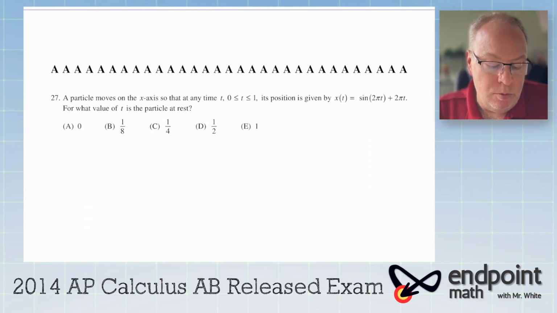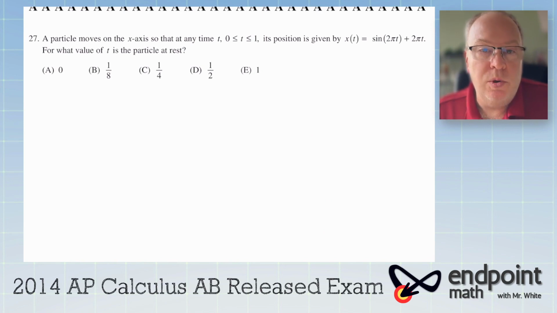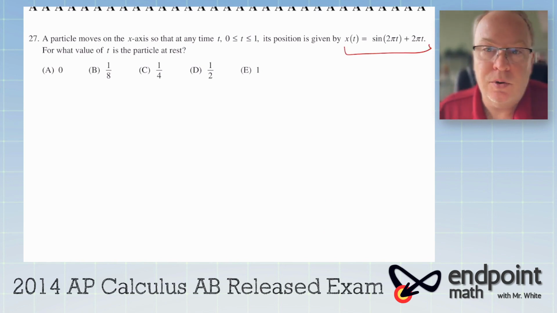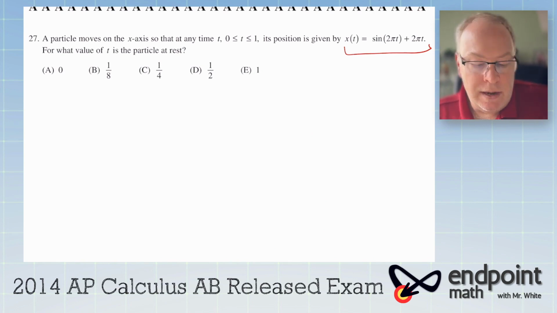That's really important. We've got 2 more questions. A particle moves on an x-axis left and right according to this lovely sinusoidal function over here. When is the particle at rest? Okay, so what are you thinking?